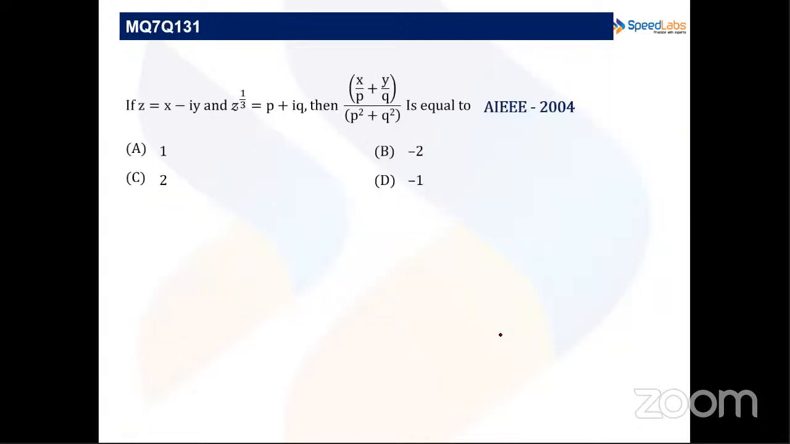If we have z equals x minus iy, and z to the power 1 by 3 is p plus iq, then we need to find this value. Giving you 20 seconds. It is a very easy question.